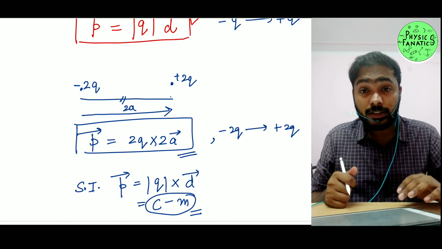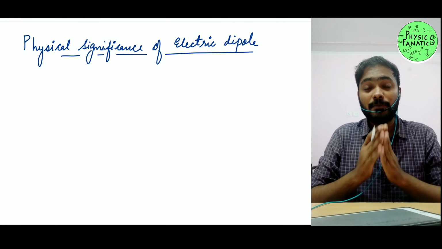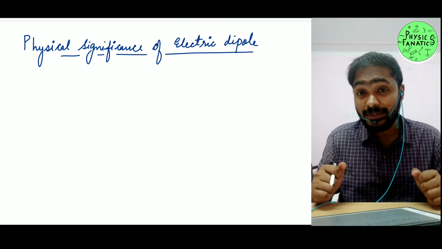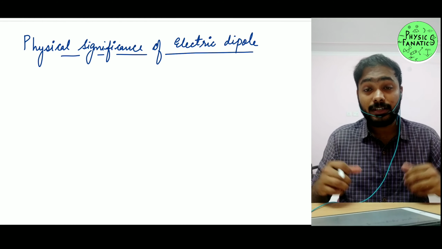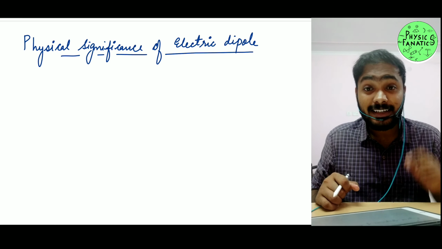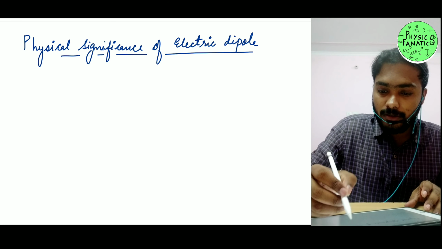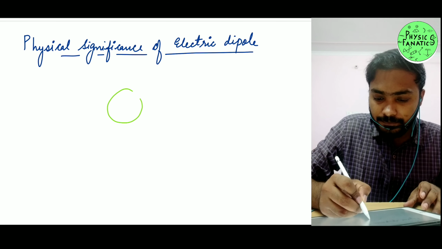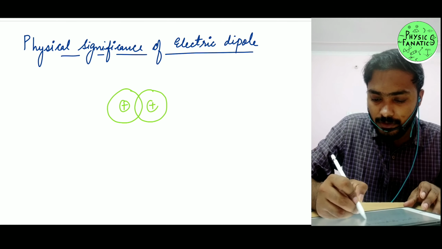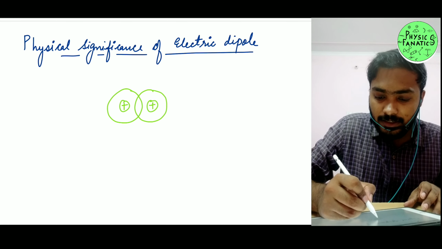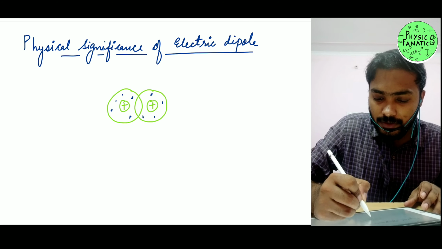Now the important question comes, the physical significance of electric dipole. So basically the important question is why are we studying electric dipole moment, or electric dipole, right? One of the good answers to that question is related to molecules. So whenever we talk about molecules, let me draw a molecule. Let's say I have this positive nucleus, and let's say the electrons are these dots which are there, right?